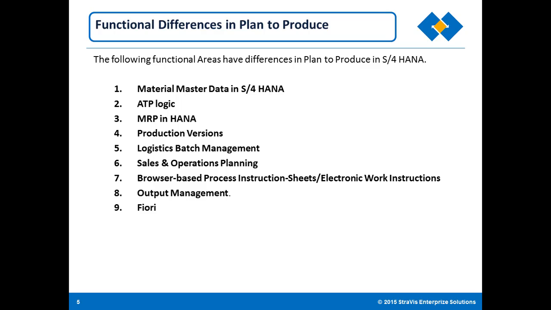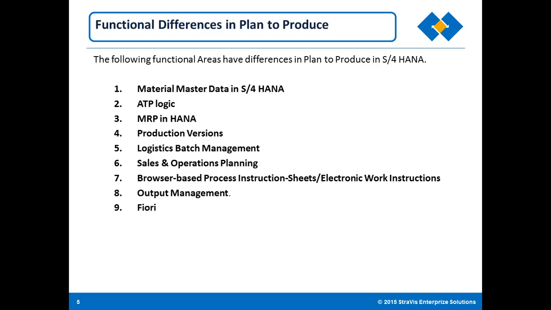And coming to functional differences in plan to produce, the following functional areas have these differences. First of all, the material master data fields have been changed to some extent to suit our new table rearrangements. And there is another new ATP logic that has been deployed to improve the available to promise logic.